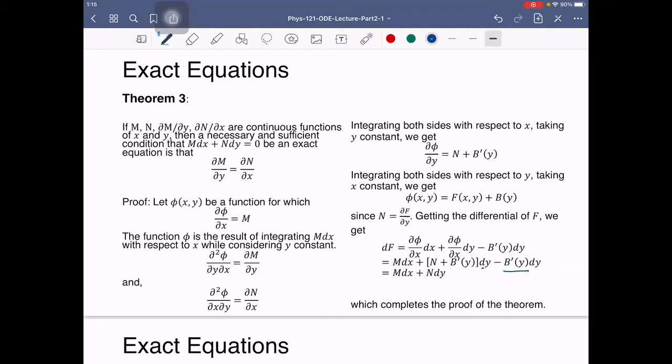And kung makikita nyo, we can cancel out yung b prime of y. So we now have m dx plus n dy, which is exactly what we postulated na yung d of f is just equal to this one. Alright, so now we have na-prove na natin yung theorem. Alright?